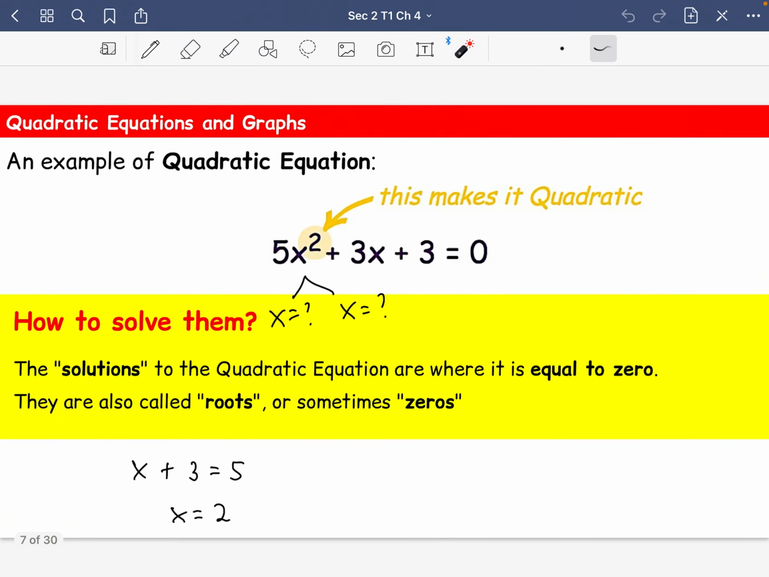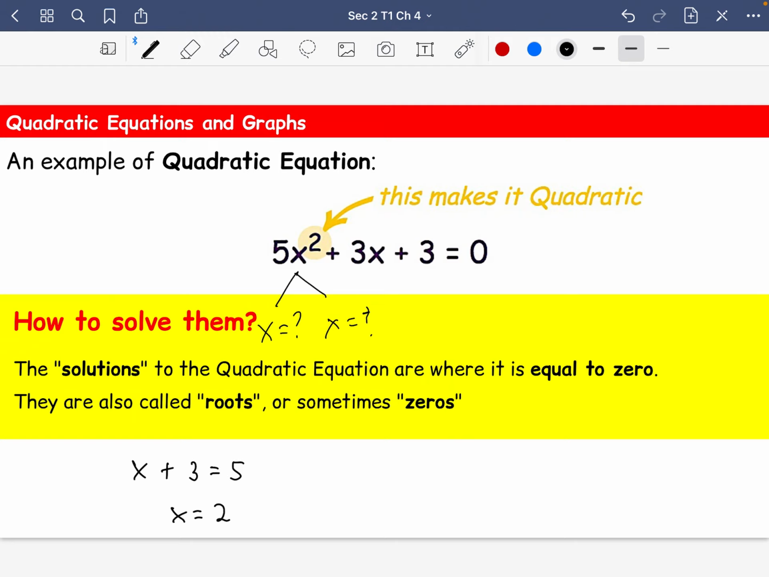Okay. So again, linear equations create lines. Before, when you were in Sec 1, you were given x plus 3 is equal to 5. We know that x is equal to 2. Linear equations only give us one answer. How about quadratic, wherein everything is x squared? That means that we will have two values for x. And then the question is, how do we look for those values?